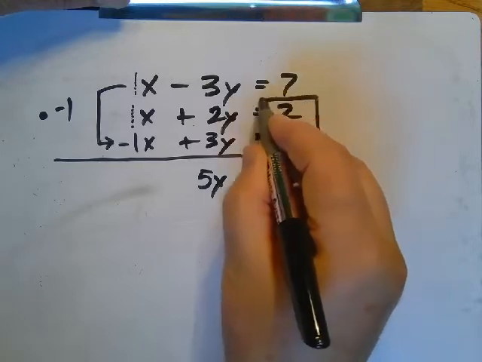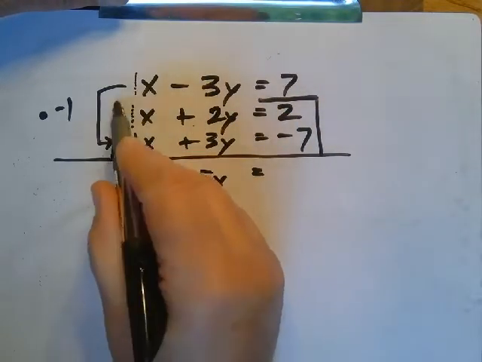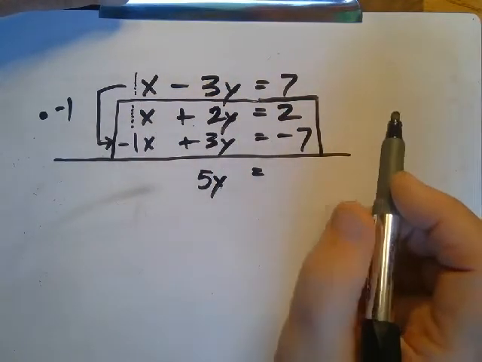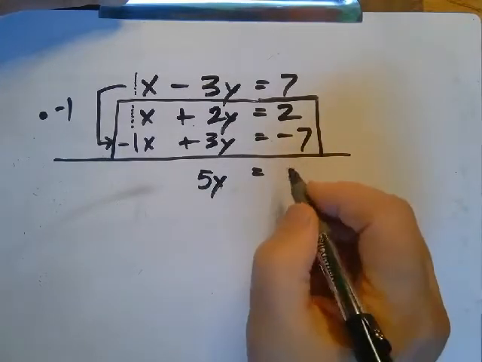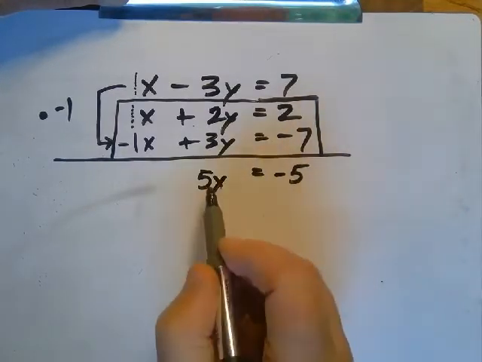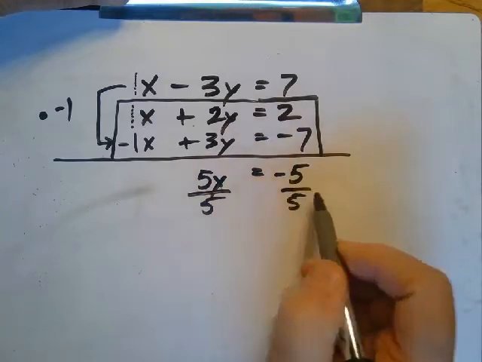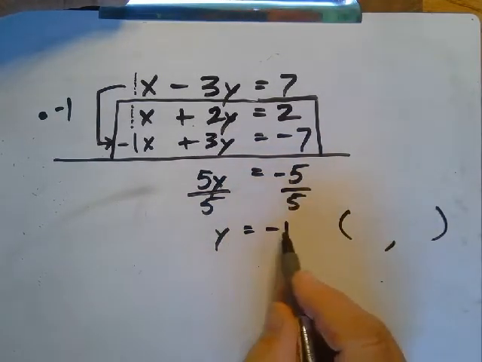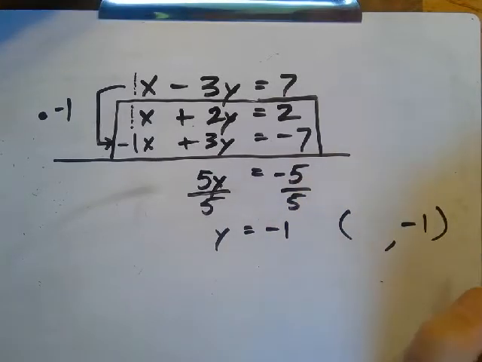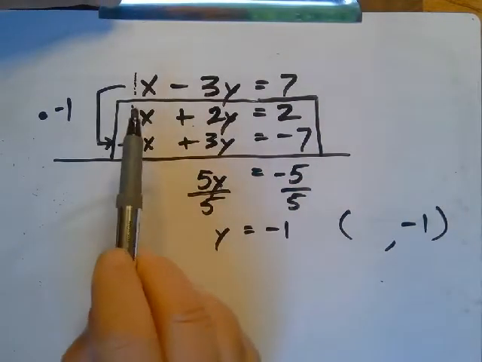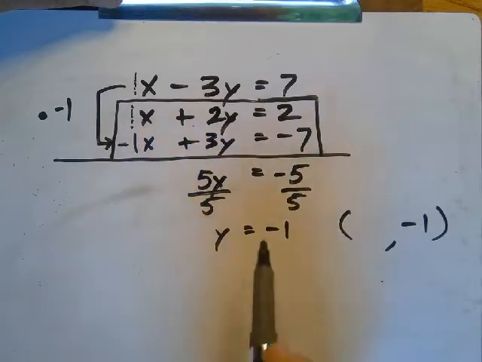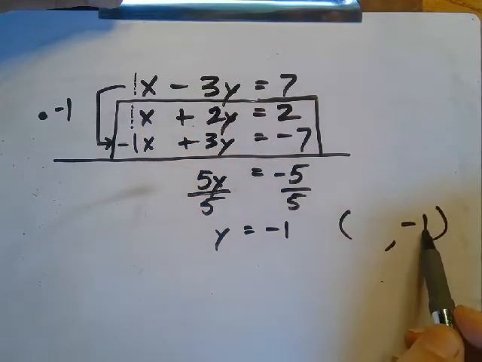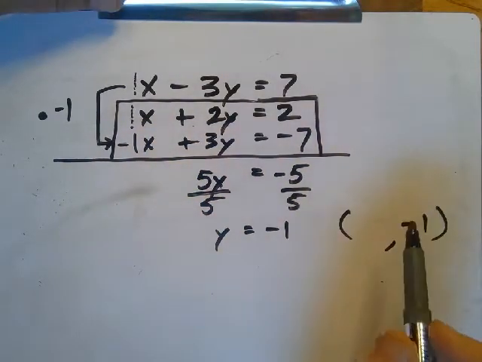By the way, I'm just adding these top two equations. You're only going to add two equations. Don't add the one above it. 2 plus a -7 is -5. And then we'll divide both sides by 5, and y is -1. So I know that y is -1. So in this problem, we actually got x to go out. So we solve for y. That's okay. It doesn't matter. Whichever variable is going to be easier to go out.